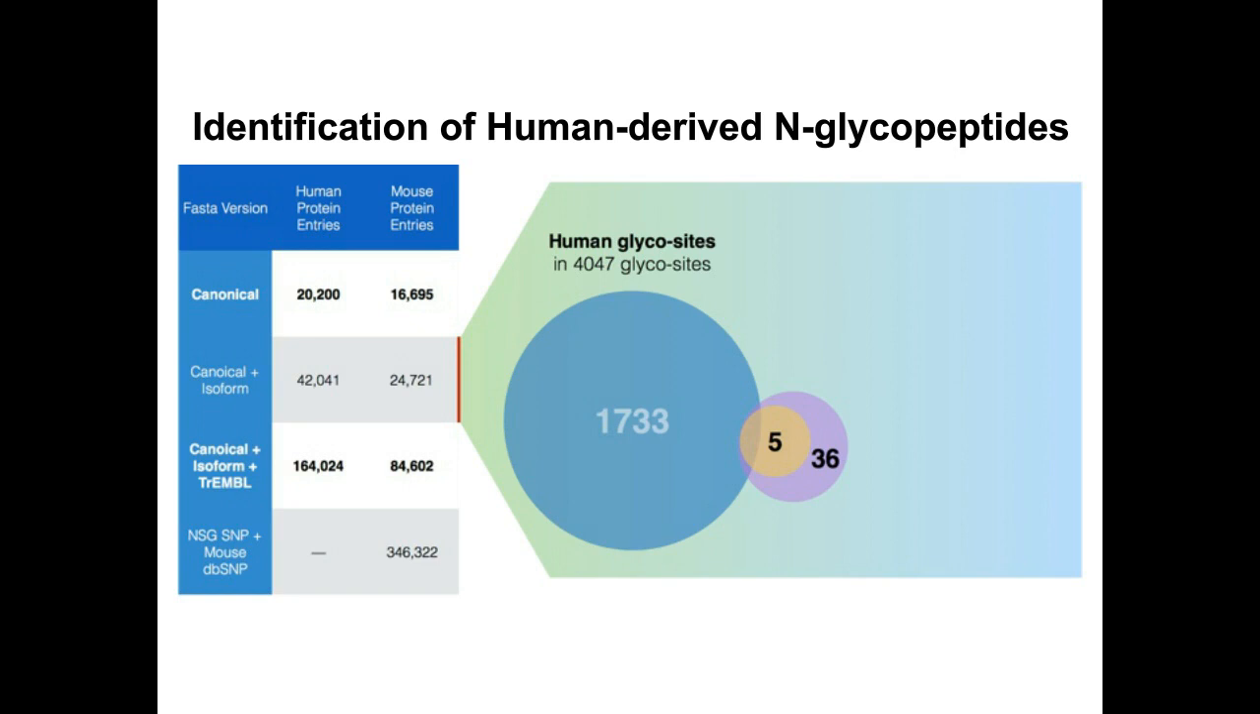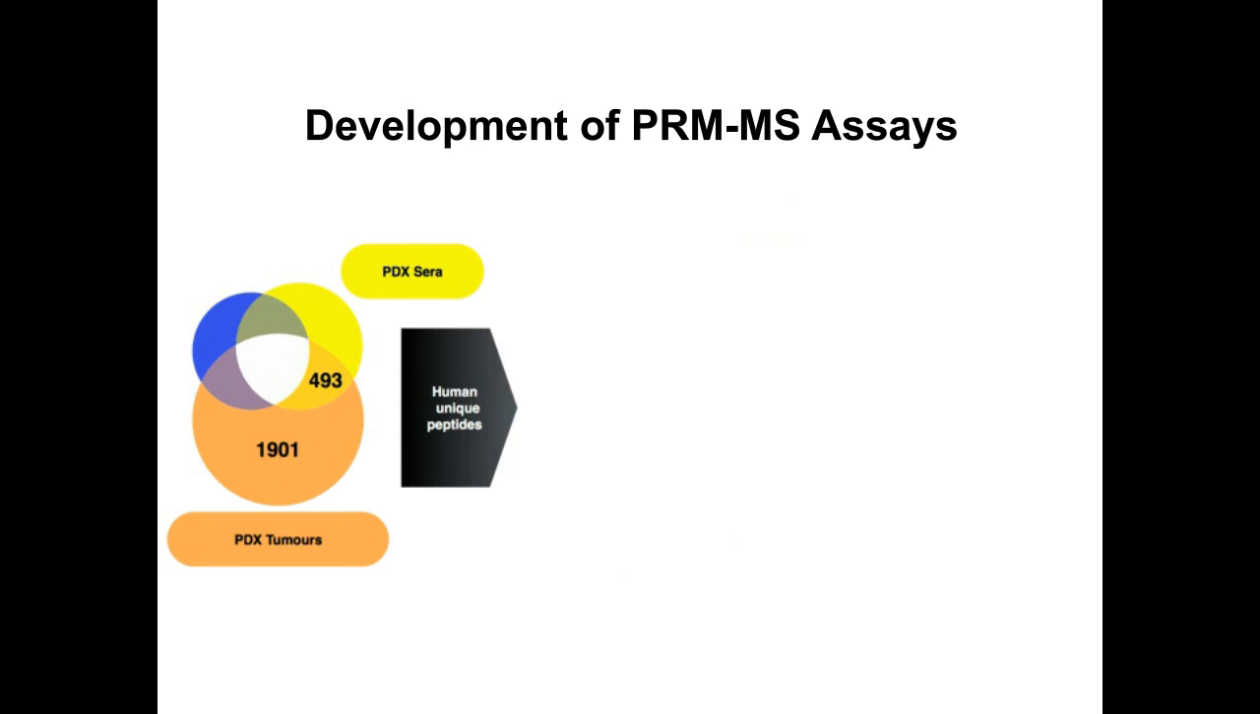And if we use a custom database, using SNP polymorphism information in an NSG background to generate custom protein sequence databases, which is a very large database of over 350,000 sequences, an additional 42 of these peptides could now be mapped to the intermediate space of human-mouse conserved peptides. Okay, after all these bioinformatic analyses, we finally go towards selecting our peptides for the development of PRM assays. So here you can see it.